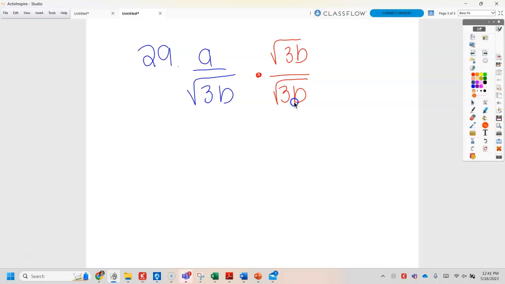Awesome. Why? Because that takes the square root out of the bottom. And I cannot have a square root in my bottom. So that would become a square root of 3b all over 3b. Because when you have the same square root times itself, the square root goes away. Excellent.